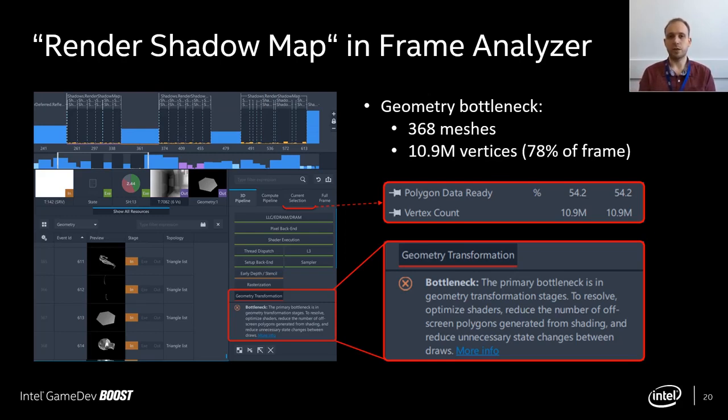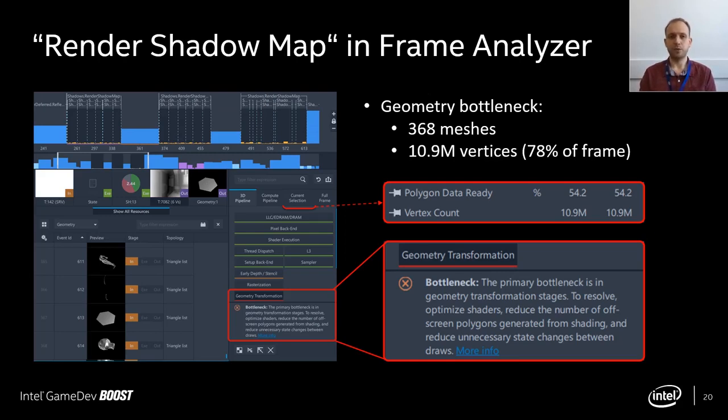And if you look at the metrics as well, you would notice that the vertex count is almost 11 million. And if you compare to the whole geometry and whole vertex number being used across the whole frame, this is 78% of the frame. And the polygon data ready, which is an output rate of the geometry pipeline, is 54%, meaning that on average it outputs only every second cycle, which is not great as well.